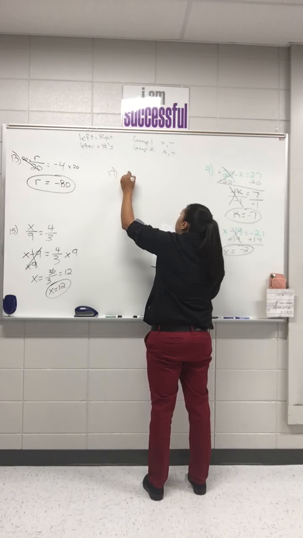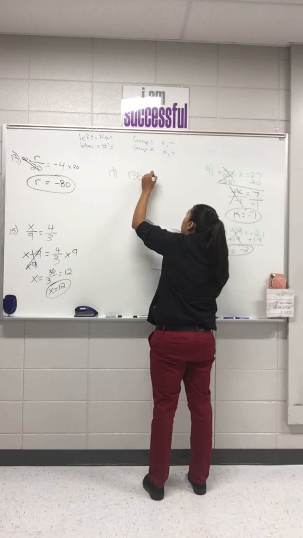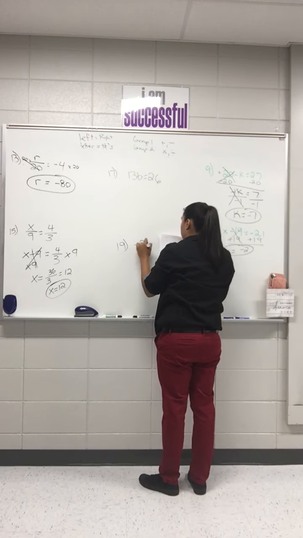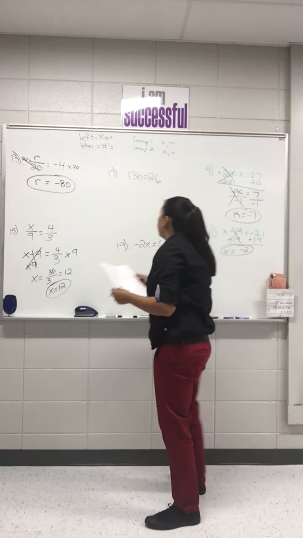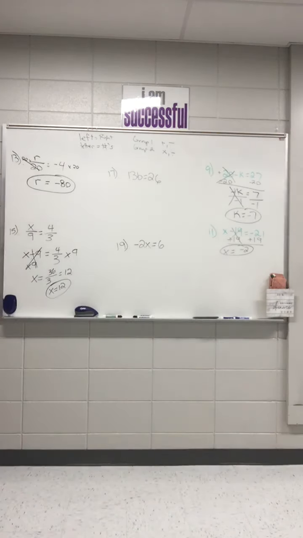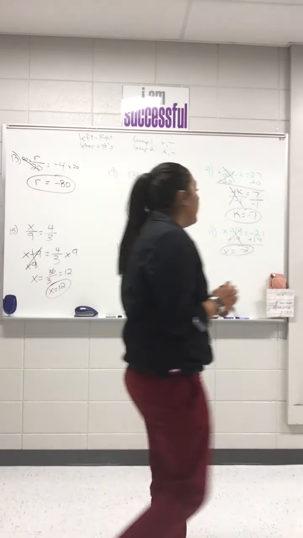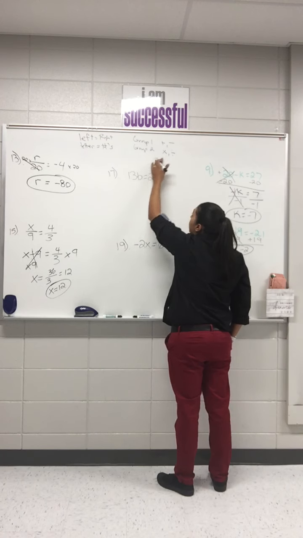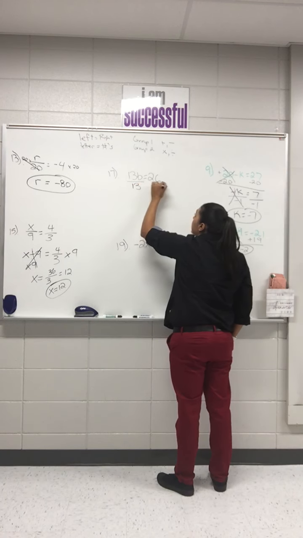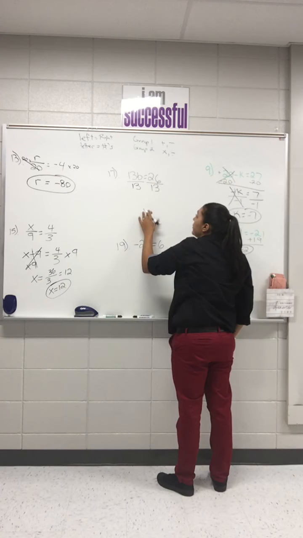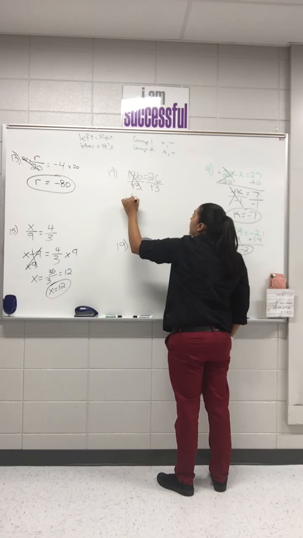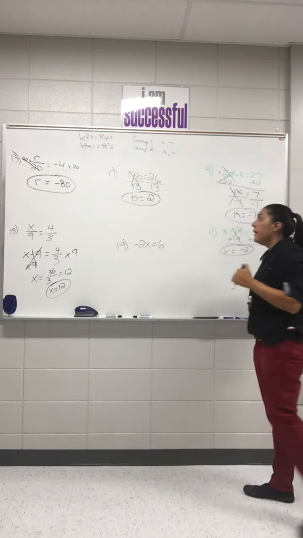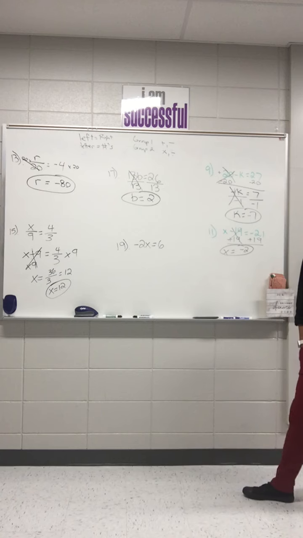So 17 says 13b equals 26. Okay, so 13b equals 26. What's it mean if they're right next to each other? Well, that means multiply. Okay, so if we are going to do multiply, then you can do the opposite. So you're going to have to divide by 13. If you do it to one side, you have to do it to the other side. So I got b equals 2. Okay, 26 divided by 13 is 2. Okay, 19 is our last one.